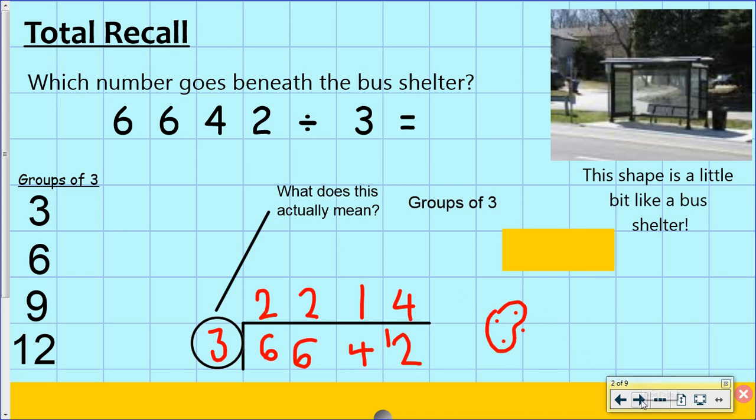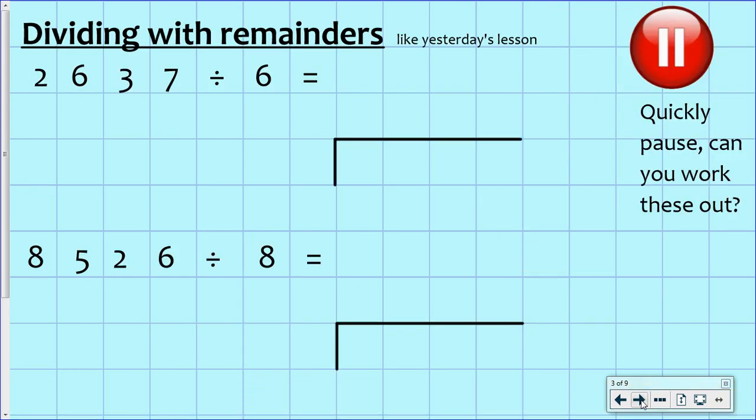Let's now look at Bronze, which is the same as yesterday. So dividing and presenting your remainders at the end. So quickly pause the video. See if you can quickly work out what the answers to these might be. Feel free to do it in your book if you want to, or just jot it down on a piece of paper. Okay, let's talk through them then.